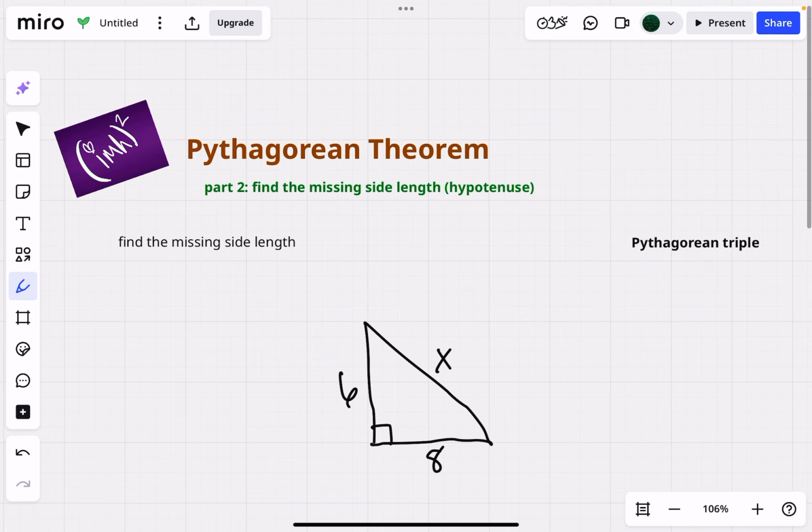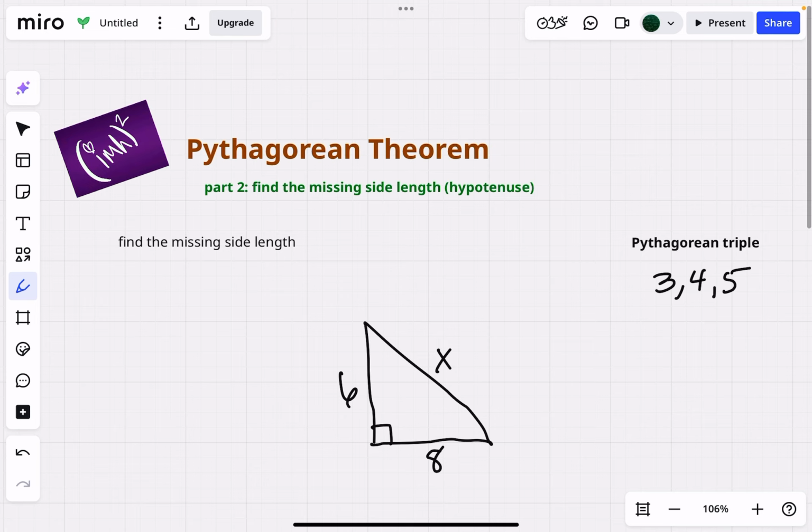We are in this video finding the missing side length if it is the hypotenuse, which is, remember, the longest side. It's not one of the two shorter legs. So in the last video, in part 1, we talked about Pythagorean triples, and the triangle that we looked at was 3, 4, 5, and it was a right triangle.